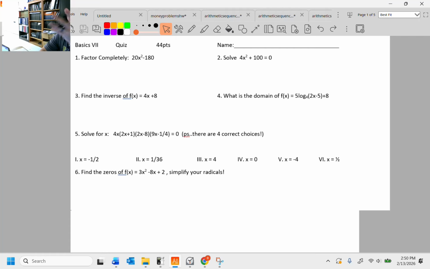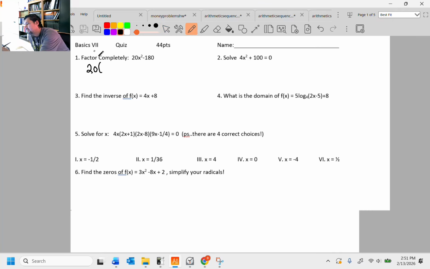So here's the Basics 7 quiz, and I ain't trying to be negative, not trying to hurt your little feelings or anything, but this was literally the worst thing I have ever graded in my career as a teacher. Congratulations. You did it. And it's just so much nonsense.